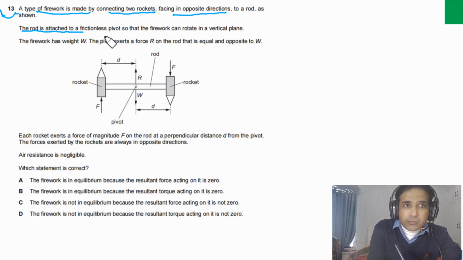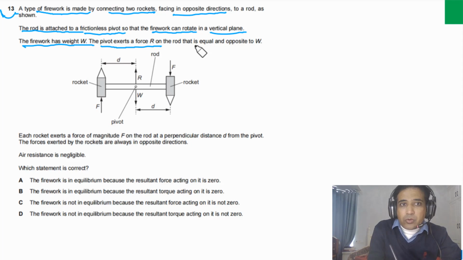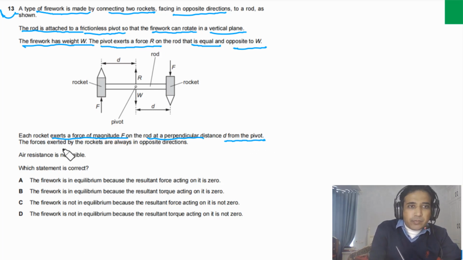The rod is attached to a frictionless pivot so that the firework can rotate in a vertical plane. The firework has weight W. The pivot exerts a force R on the rod that is equal and opposite to W. Each rocket exerts a force of magnitude F on the rod at a perpendicular distance D from the pivot. The forces exerted by the rockets are always in opposite directions. Air resistance is negligible. Which statement is correct?